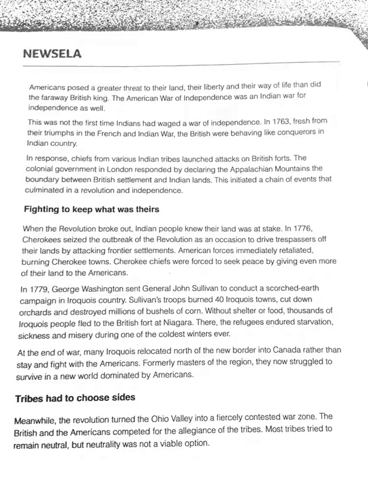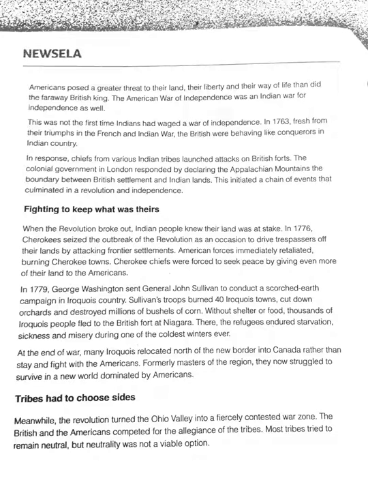This was not the first time Indians had waged a war of independence. In 1763, fresh from their triumphs in the French and Indian War, the British were behaving like conquerors in Indian country. In response, chiefs from various Indian tribes launched attacks on British forts. The colonial government in London responded by declaring the Appalachian Mountains the boundary between British settlement and Indian lands. This initiated a chain of events that culminated in a revolution and independence.